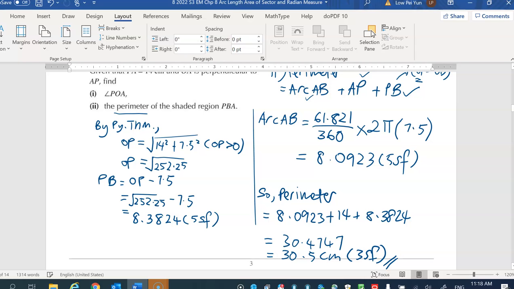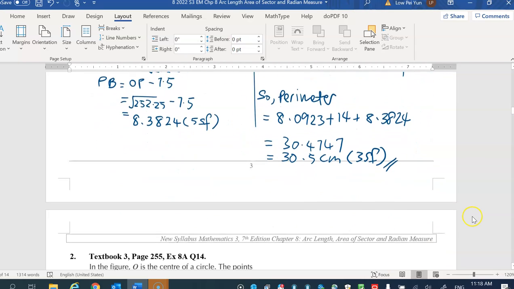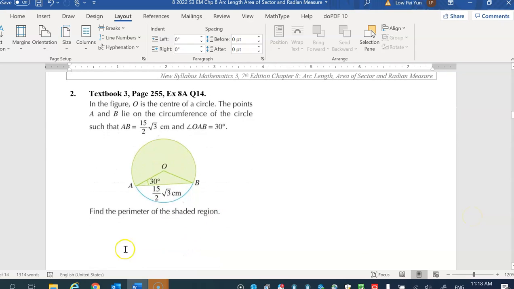Moving on to, or rather question 1 of example 1. Moving on to the next question. Here we go. We have to find the perimeter of the shaded region. Since the shaded region comprises of the major arc, bigger than semicircle, right? Major arc and the length AB. So in order to find AB, let's read. AB is given, and this angle AOB is 30 degrees.